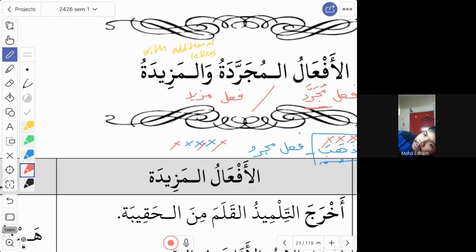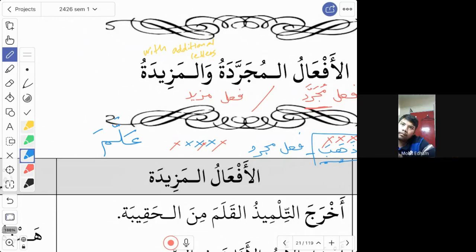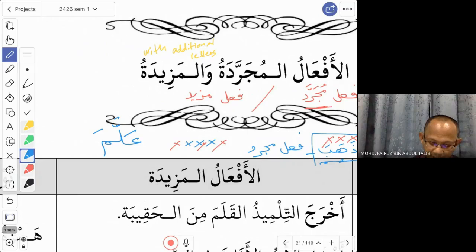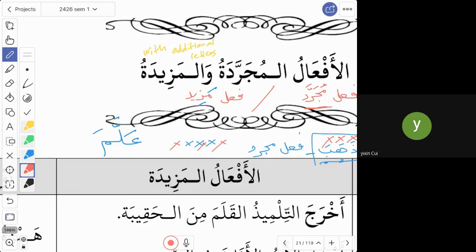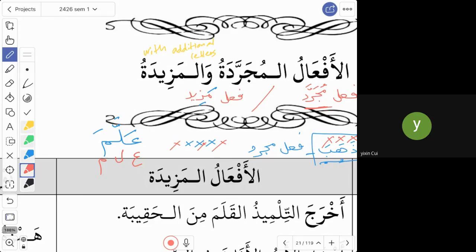Allama. Naam. Allama. We have ain, lam, lam, mim. Okay, allama, so this is mazid. Okay. Why do you say this is fi'l mazid? It has 4 letters. Okay, but here I only see 3 letters. Where is the other one? Lam. You have the 3 letters, the ain and the lam and the mim. Where is the other one?